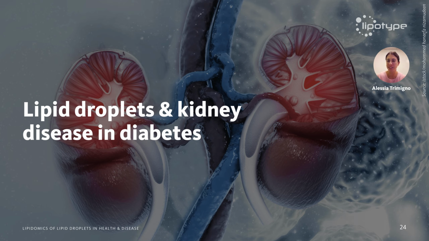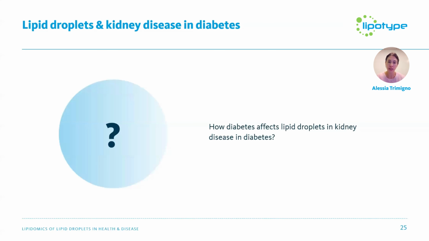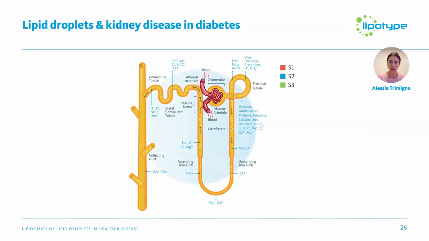We saw a lot of participants from there today. And this is one of Europe's largest and most modern medical centers. And in this case, they were trying to understand how diabetes affects lipid droplets in kidney disease and diabetes. We know that kidneys are paired organs, and the functional unit is the nephron.